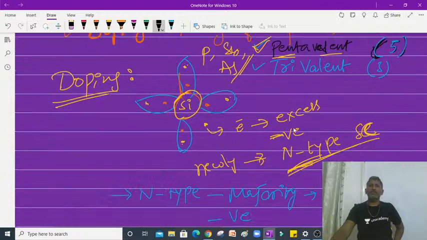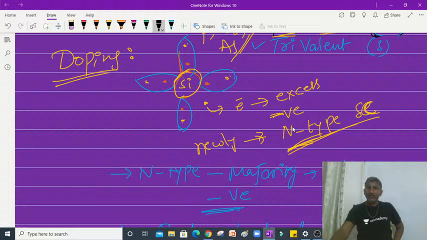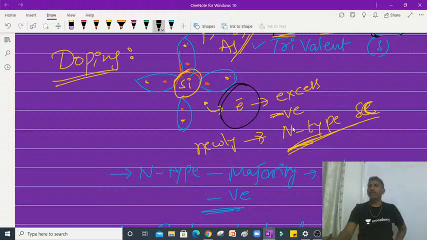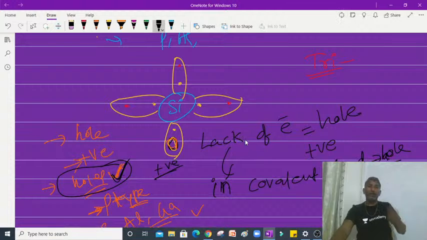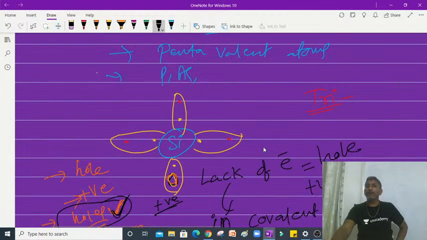Majority charge carriers in n-type semiconductors are electrons. It doesn't mean that there is an absence of holes here and electrons there. An electron and hole pair is there in the covalent bond. You see here, this is the electron and this is the hole. But for majority, you can say it in this way.